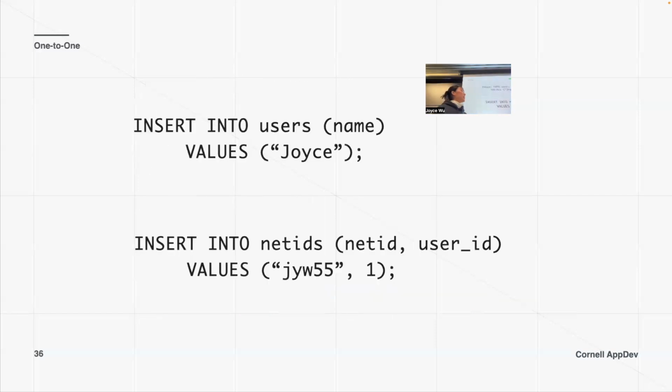And here we can insert values into our table again. So for example, if we want to insert into the users Joyce, suppose this is the first thing that we put into our users table. Then if I want to put my own net ID into the other table, I would insert into net ID my net ID, as well as the user ID to know that that net ID correlates with me, who has an ID of 1.